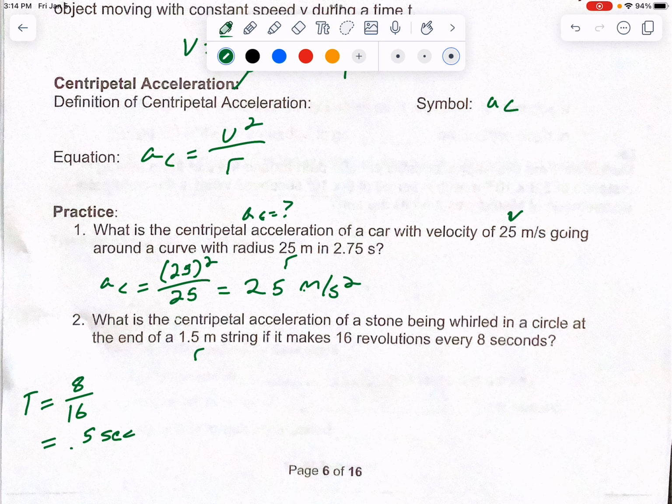Now, you're looking for AC. Remember, AC is V squared over R. So do we have V? No. So we need to find it.